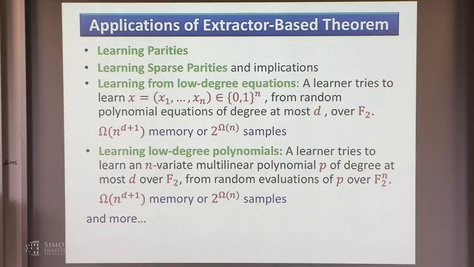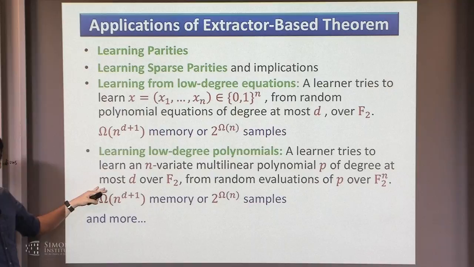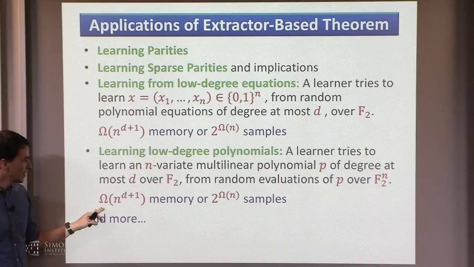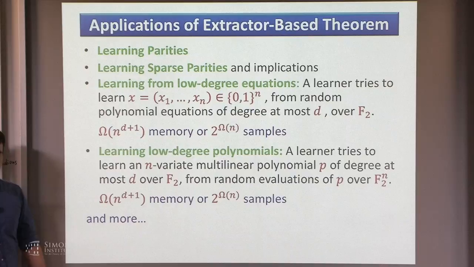Okay, so the learner tries to learn a multilinear polynomial of degree at most d over, let's say, F2. And he gets to see random points. So he gets to see random x's and the value of the polynomial on x. Sorry, random a's, because the samples are indexed by a. So you get to see random a's and p of a. So we claim that any learner for this model requires either memory n to the d plus 1 or 2 to the n number of samples.